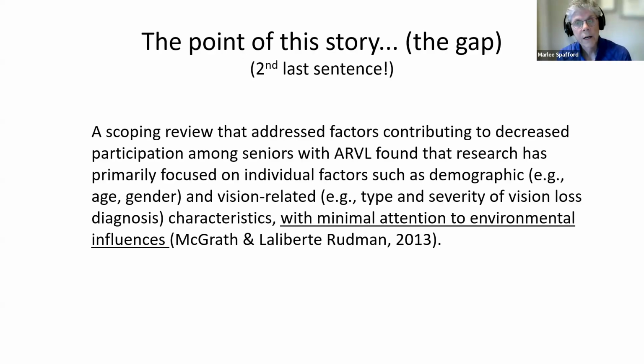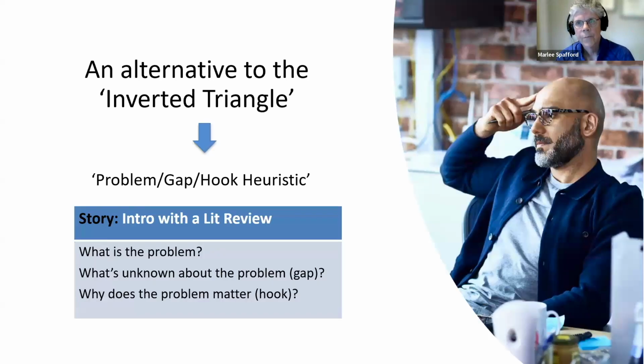So this is a style of writing you'll see in many papers, and it's very valid, it's well accepted, but there's a better, more compelling way to do it if you can say, I'm going to just flip the triangle, I'm going to invert it, and I'm going to start with what really matters at the start of my introduction. And this kind of approach has been called in the literature the problem, gap, hook, heuristic, an approach where you identify in that first 1 or 2 paragraphs, what is the problem?